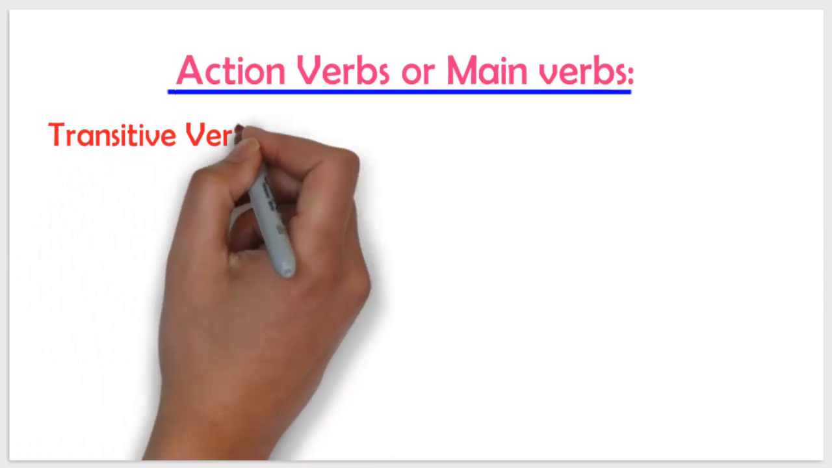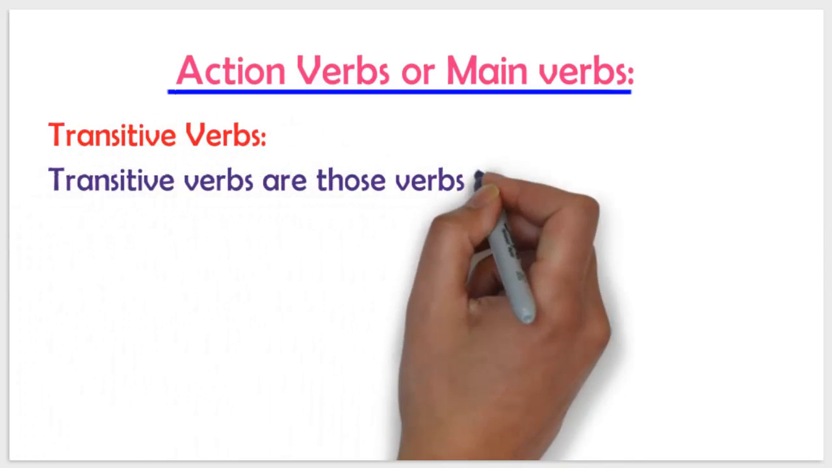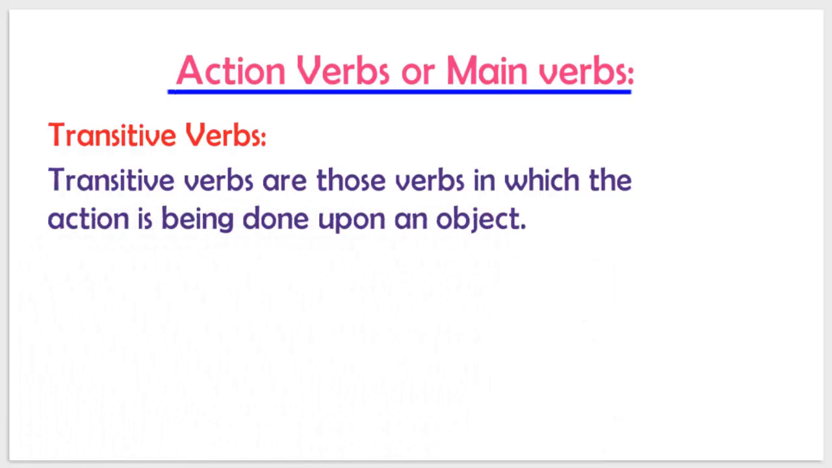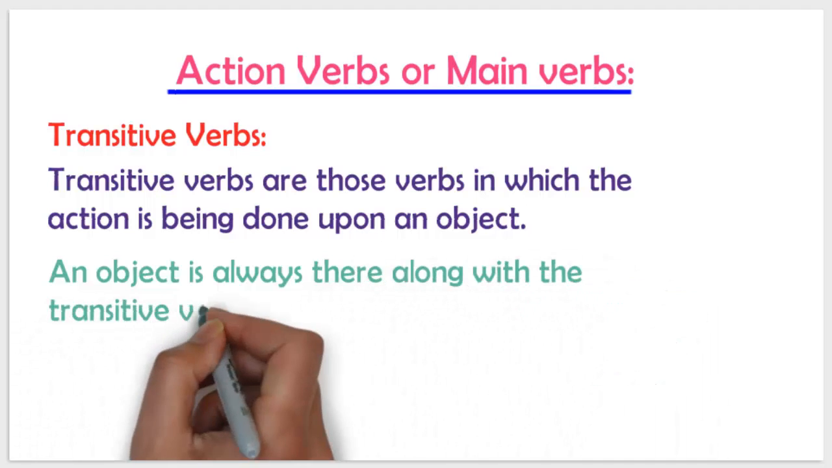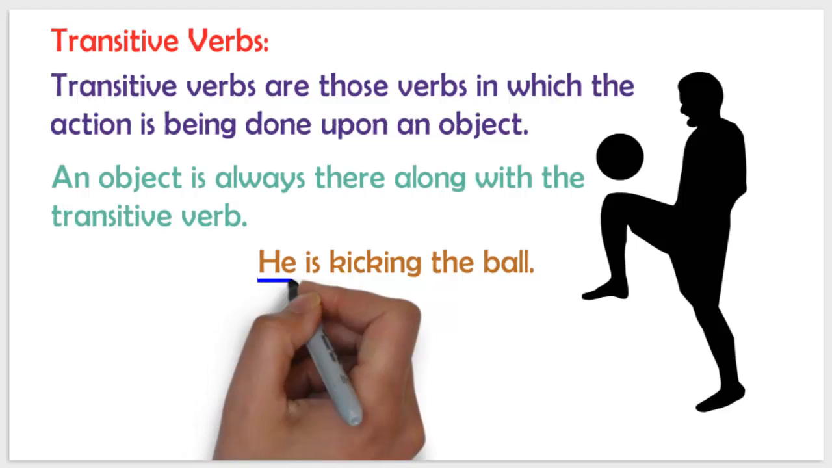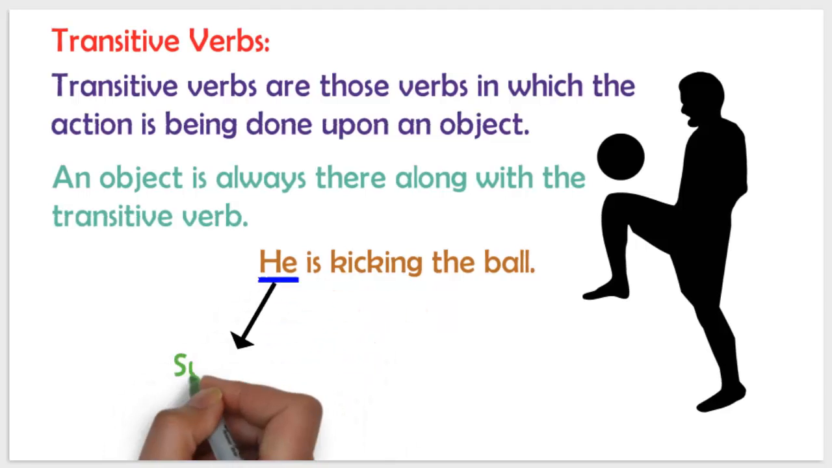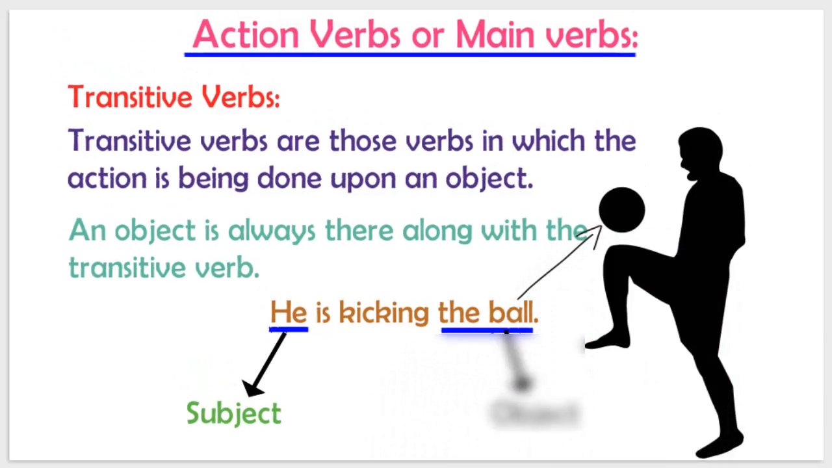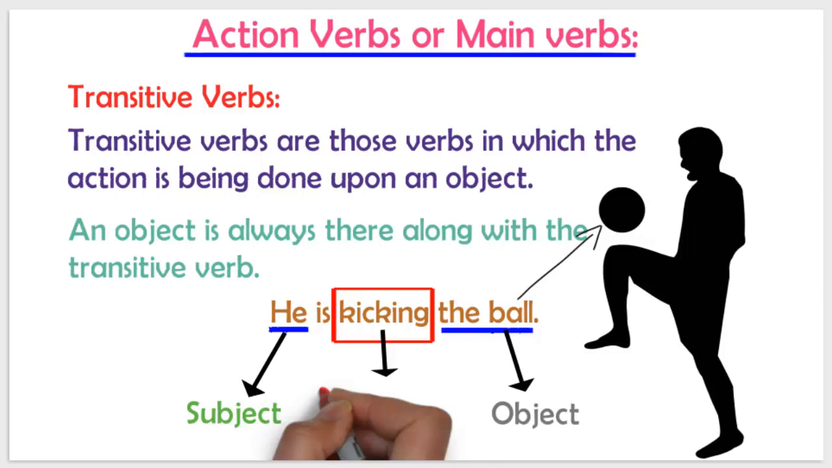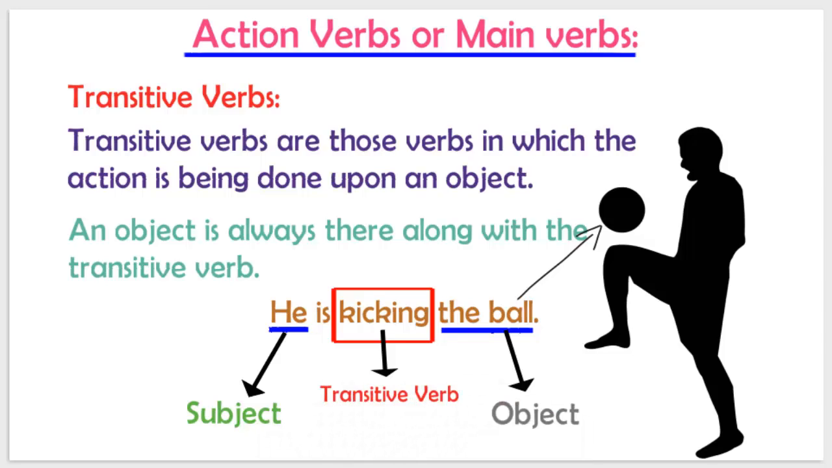Transitive verbs are those verbs in which the action is being done upon an object. An object is always there along with the transitive verb. He is kicking the ball. Here the subject is he. And what is he kicking? He is kicking the ball. So the ball is the object of the action in this sentence. And kicking is a transitive verb as the action of kicking is done upon an object, ball.